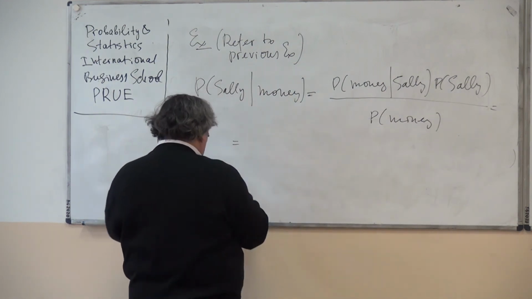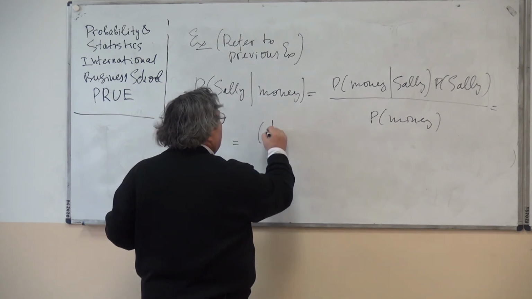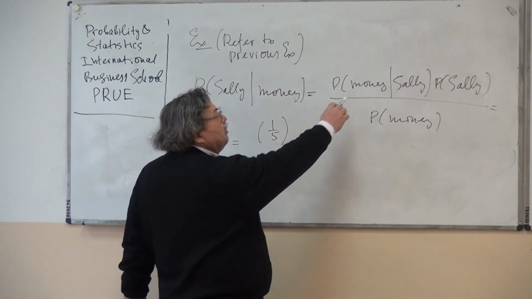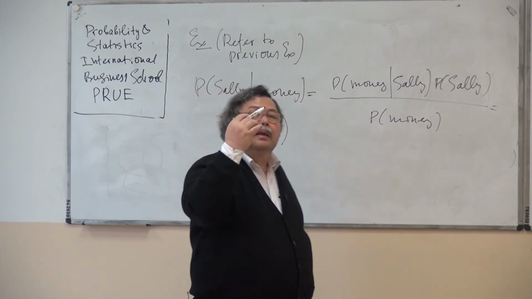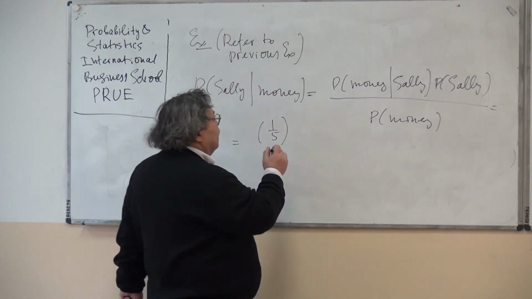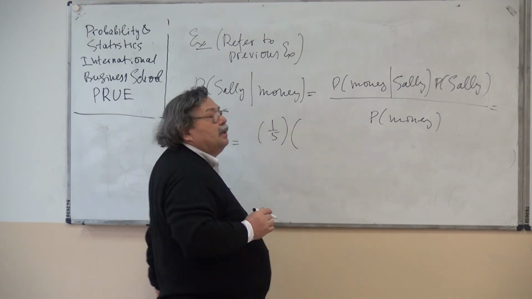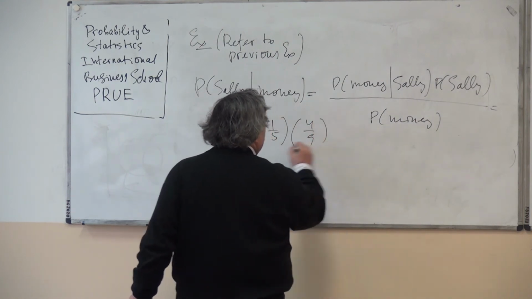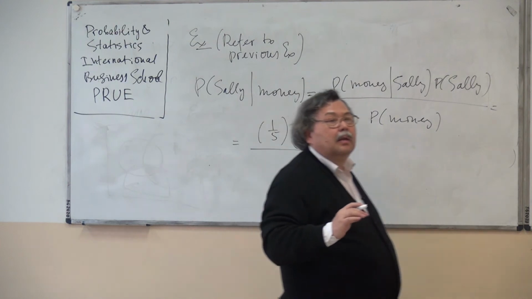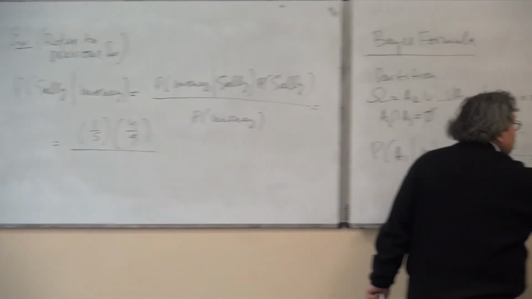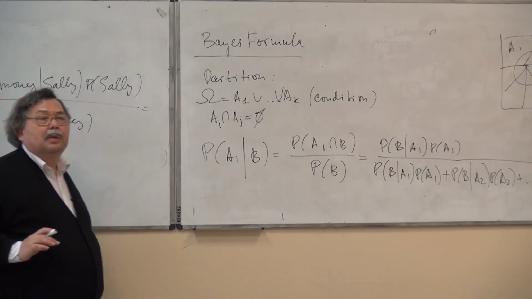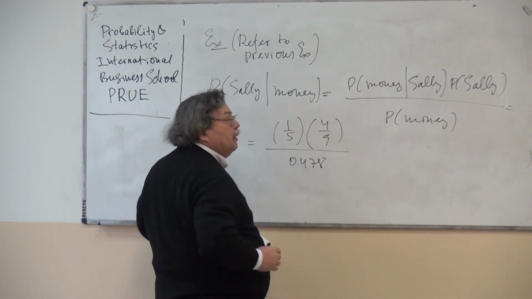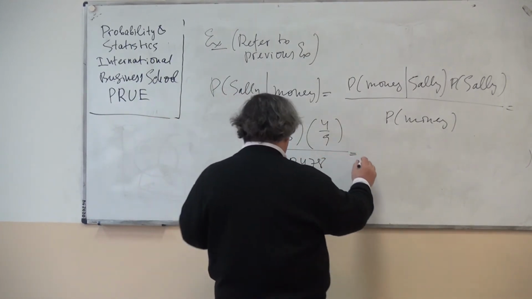Now, what is this? Substituting the numbers. 20% of all letters from Aunt Sally contain money. So the conditional probability of a letter containing money, given that it comes from Sally, is 1/5, and we multiply it by the probability that a randomly chosen letter comes from Aunt Sally, and it's 4/9. And here again, normally we would have to use the total probability formula, but let's not do it again because we just did it. We substitute this ready value, okay? And this is what we get.